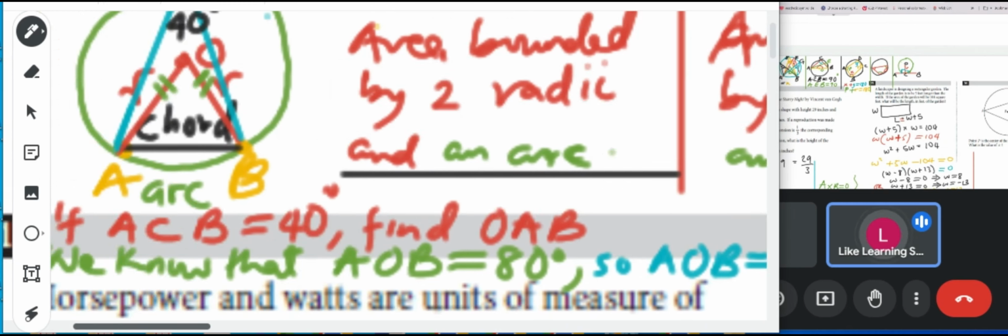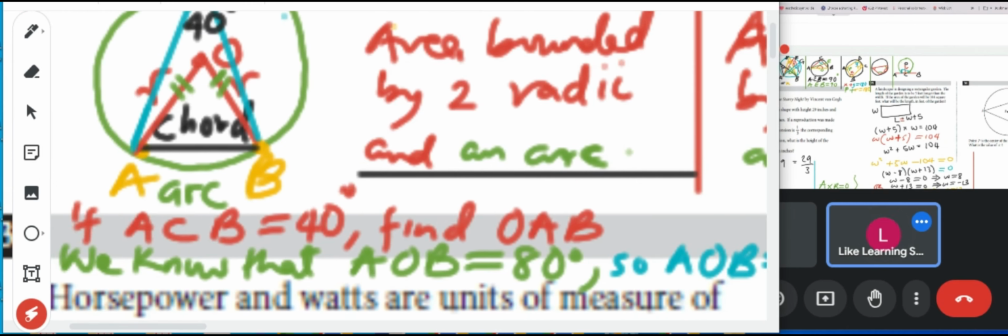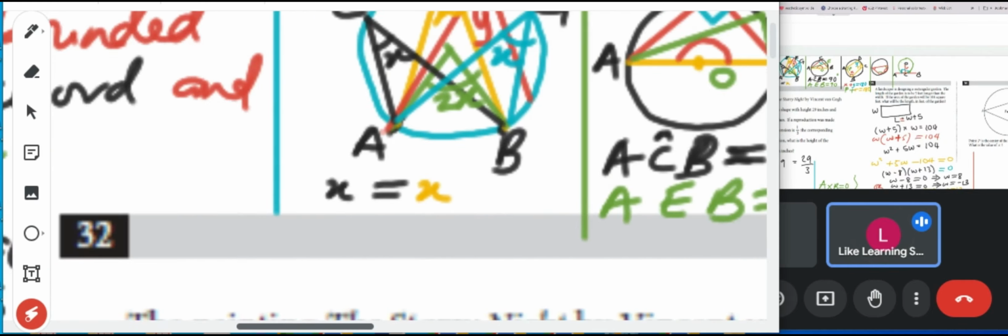Because the total angles in a triangle is 180, all of them added together. The one here, the one here, the one here. For triangle AOB, all the angles add up to 180. So since we know one here is already 80, this one plus this one must be the remaining 100. And since they are all equal, being an isosceles triangle, this is 50, this is 50. Alright, that's just some of the things I need you to know.